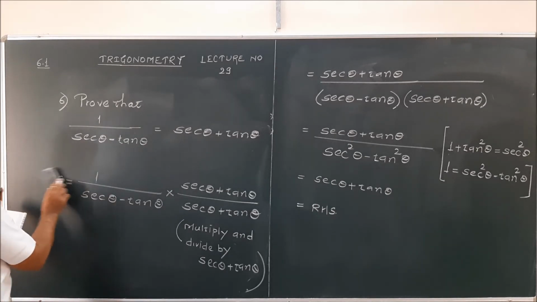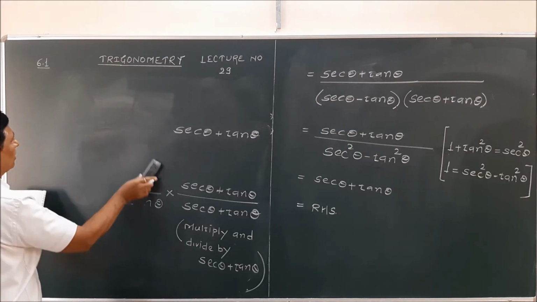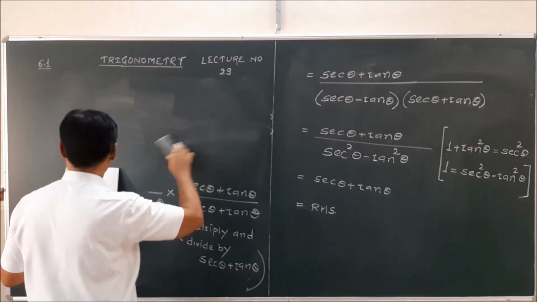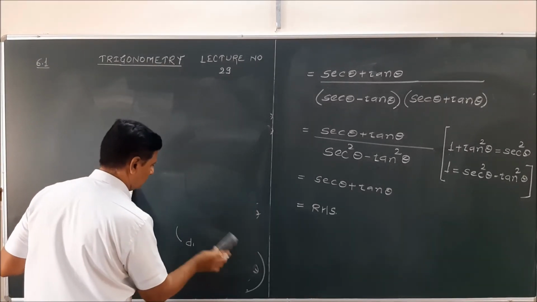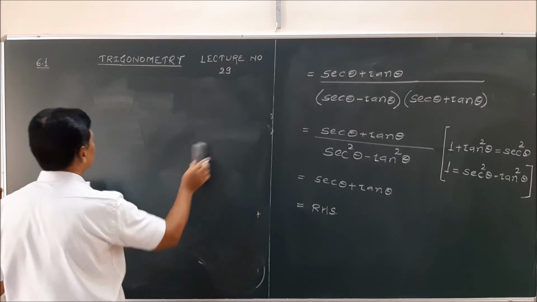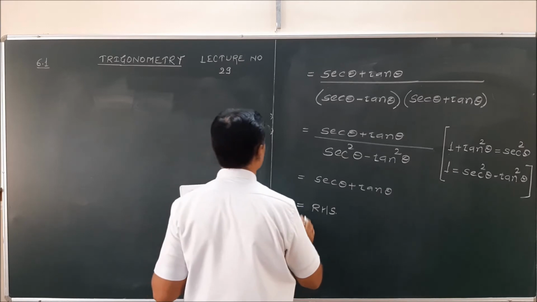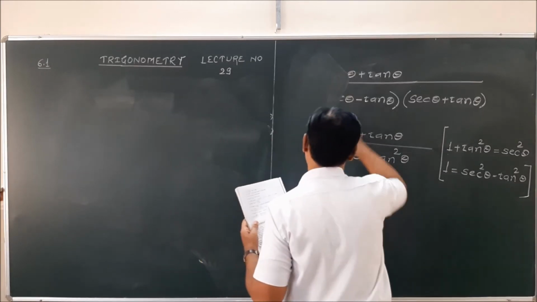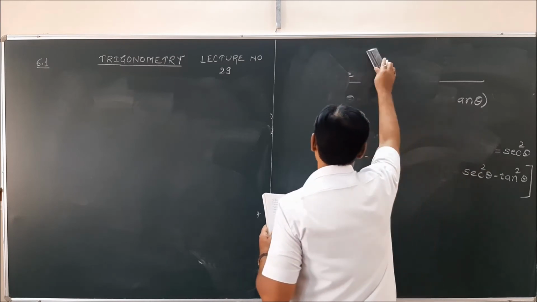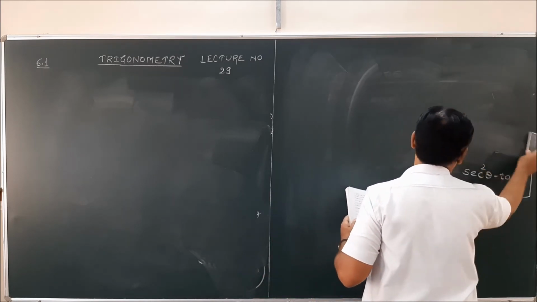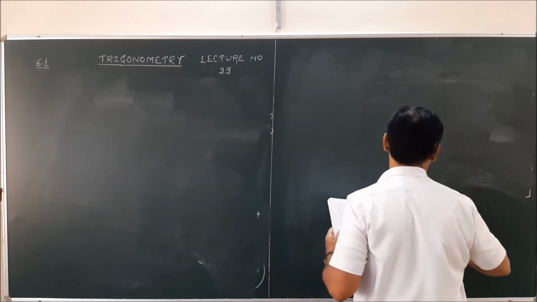Next sum. There is a correction, dear students. Please make this correction in your textbook also. It is given sec raised to 4 theta. That is wrong. Instead of that, you have to take it as sin raised to 4 theta. There is a correction in sum number 7. It is not sec raised to 4 theta. You have to take it as sin raised to 4 theta.